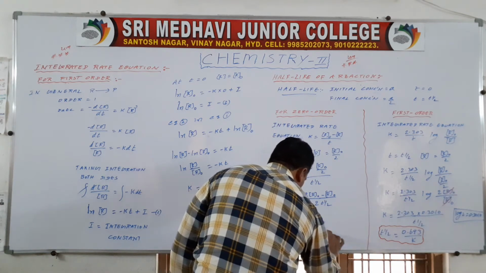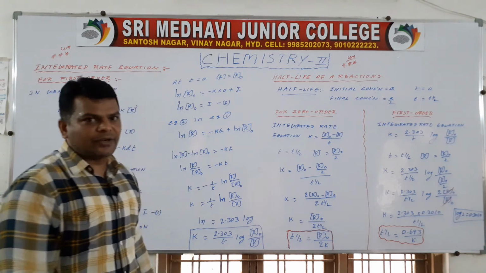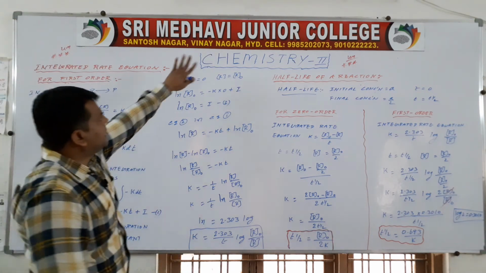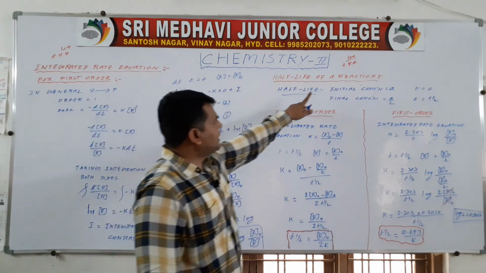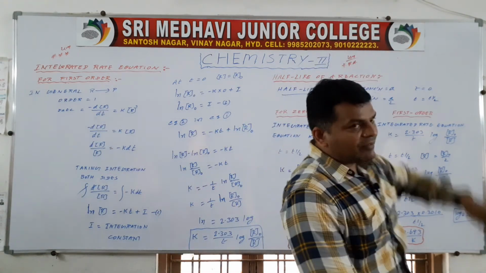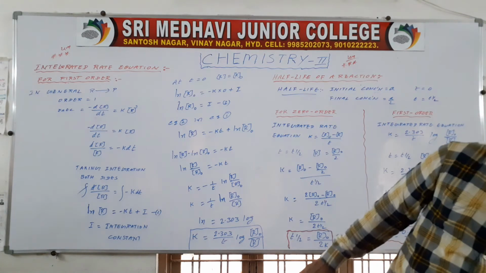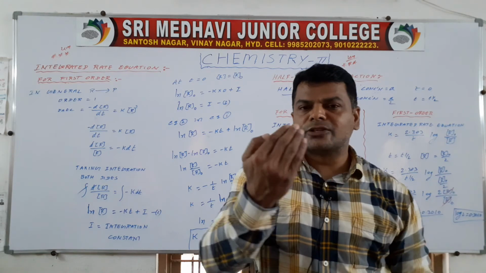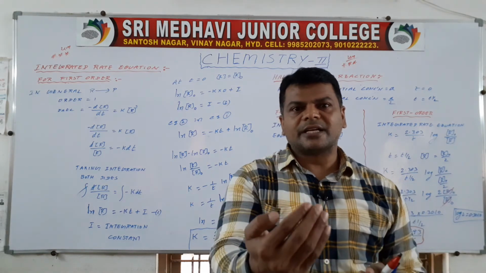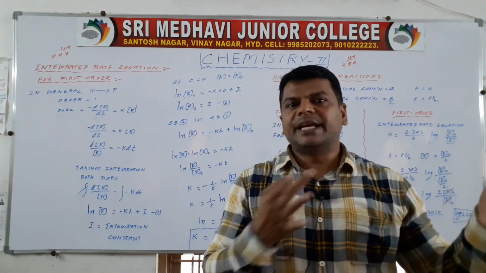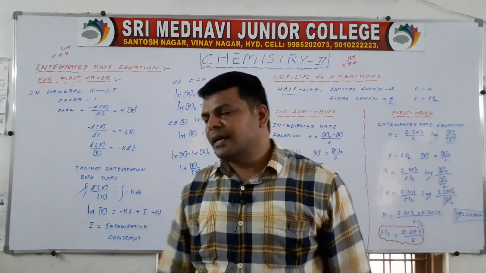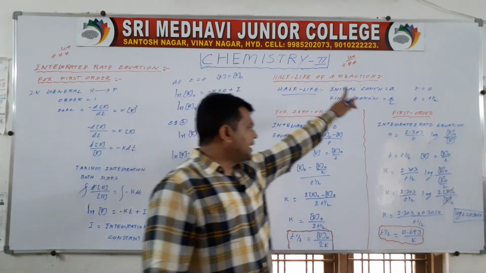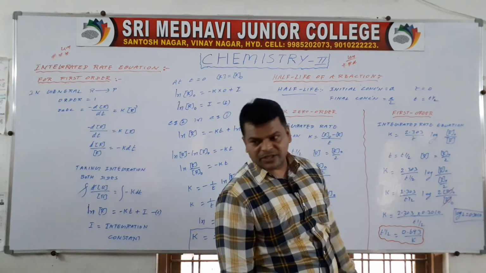This is the half life of a reaction for 0 order and its integrated rate equation. What is half life of a reaction? The time period in which the initial concentration is reduced to half is called the half life of a reaction. So this is half life for 0 order, and this is half life for first order.